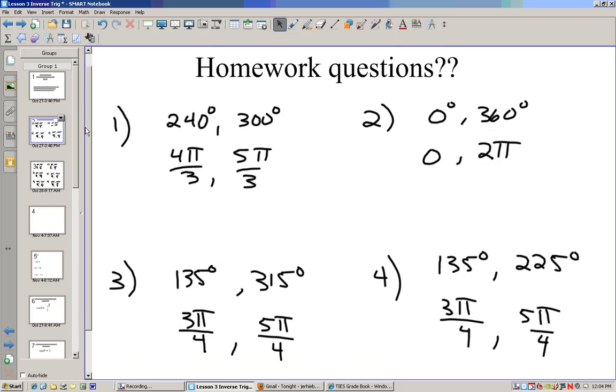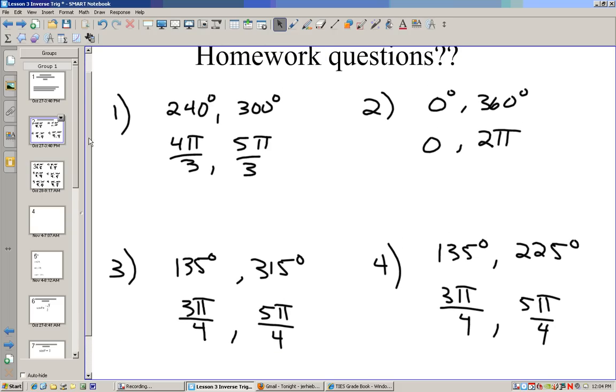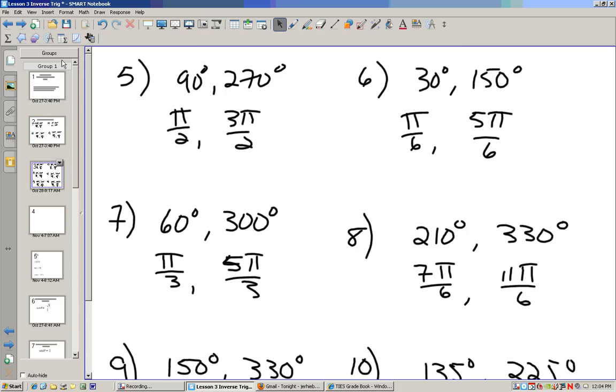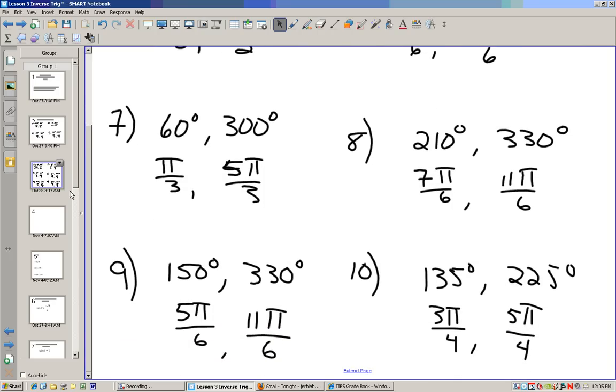Here are the homework answers from last night. There's 1 through 4. You can pause it and look at them if you'd like. And here is 5 through 8, and then 9 and 10.